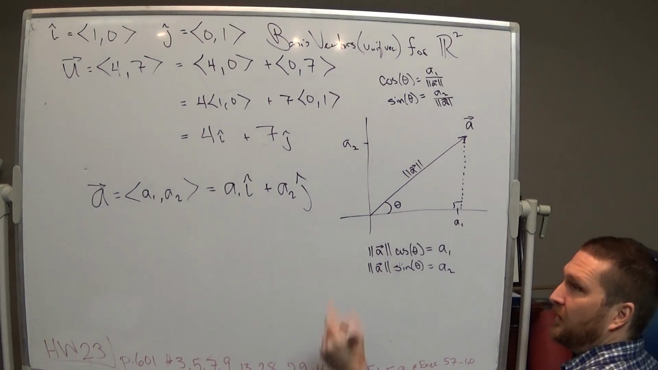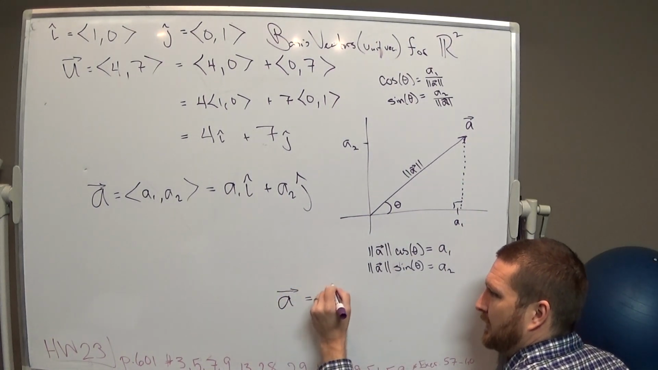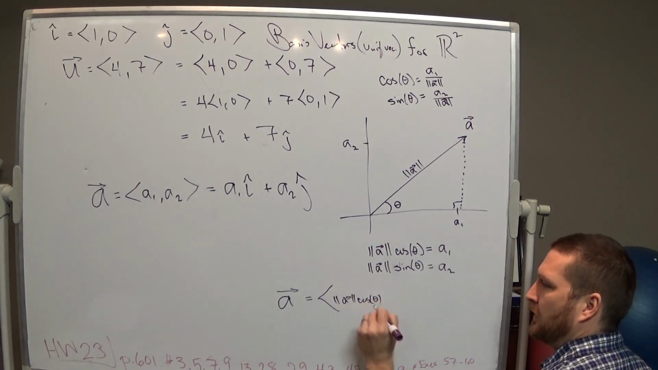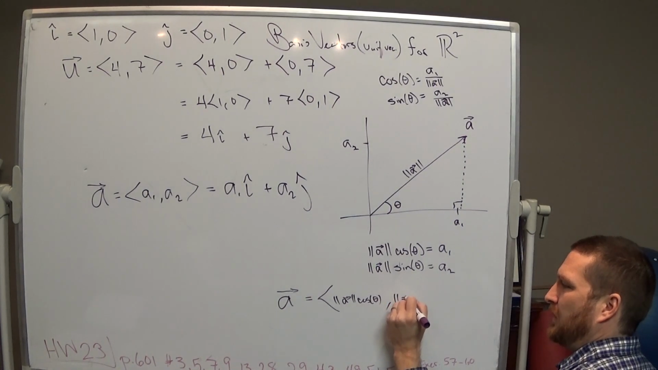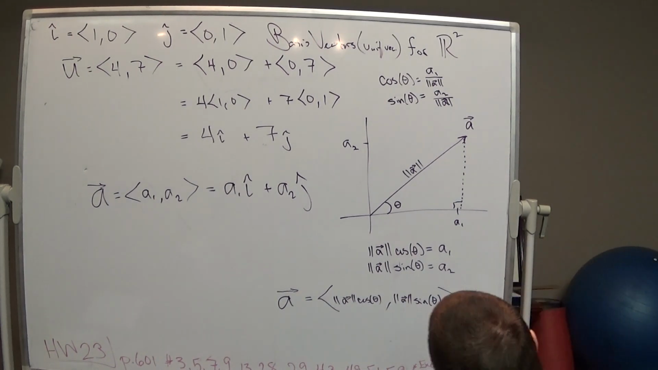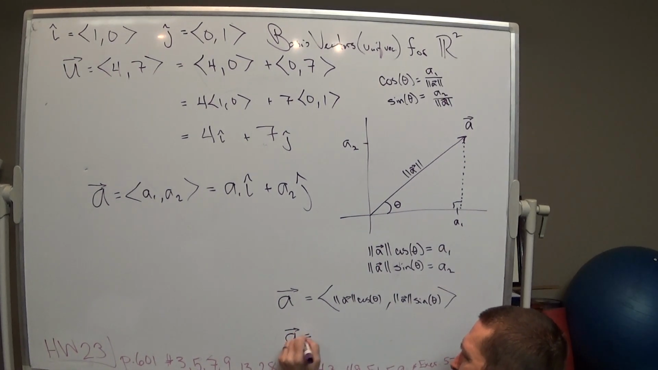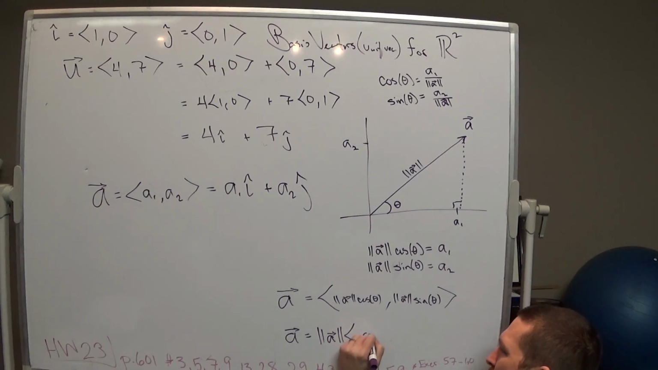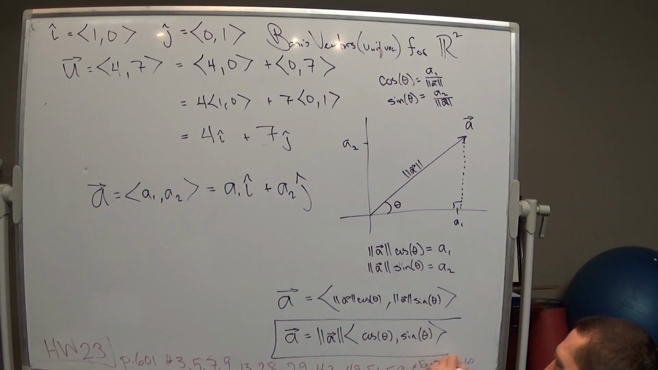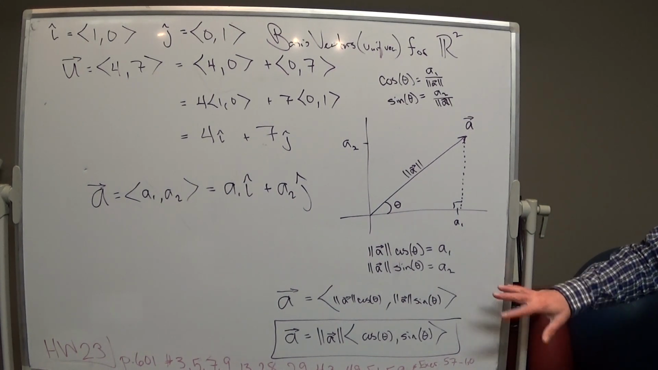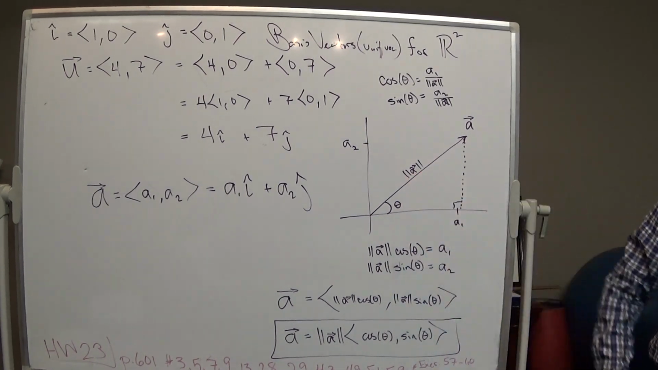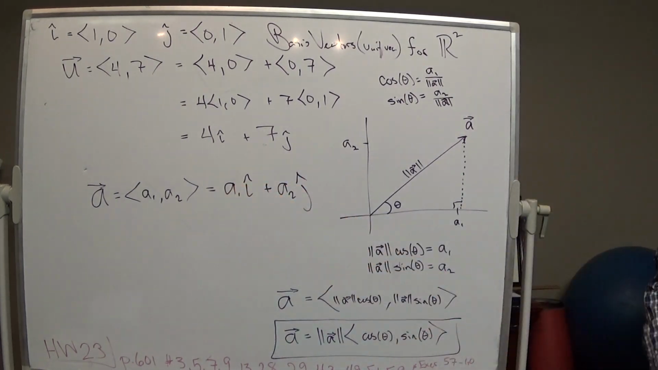But if that's true, then my original A can be written as, instead of A1, magnitude of A times cosine theta, and instead of A2, magnitude of A times sine theta. But this is the same constant, isn't it? You could pull it out and say that A is equal to the magnitude of A times (cosine theta, sine theta), right there. So for a given A, now check this out, we're not even in coordinates anymore. There are no coordinates here. Everything is in terms of angles and magnitudes, but it's the same thing.